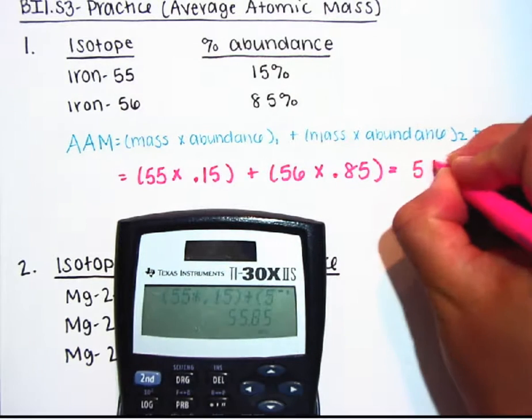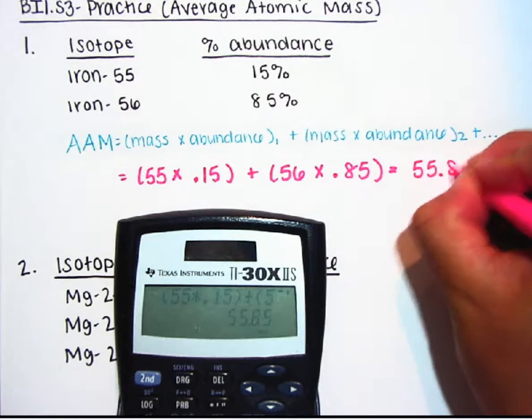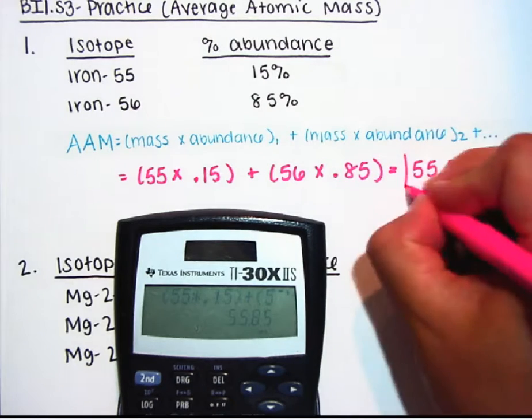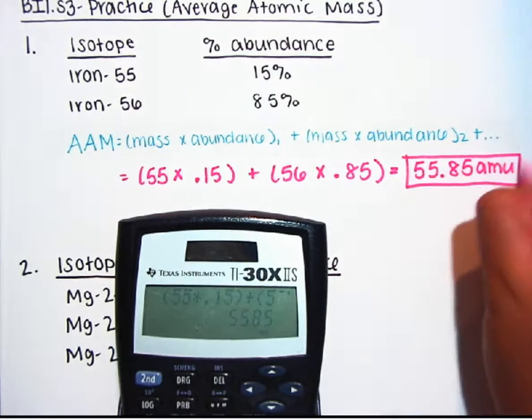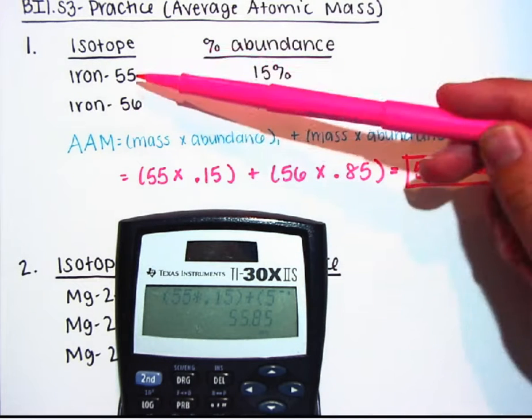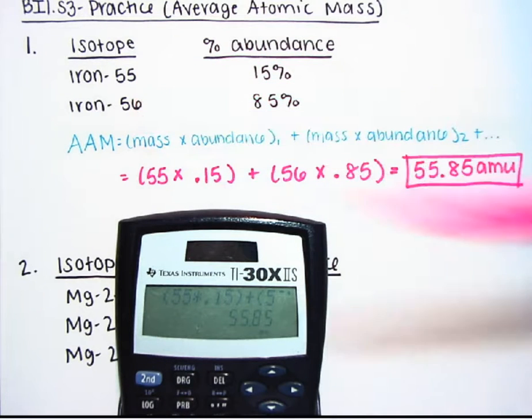And I got 55.85 AMU. Go through your checks. Your number should fall somewhere between 55 and 56. If it does not, check your math, check your work, you did something wrong.